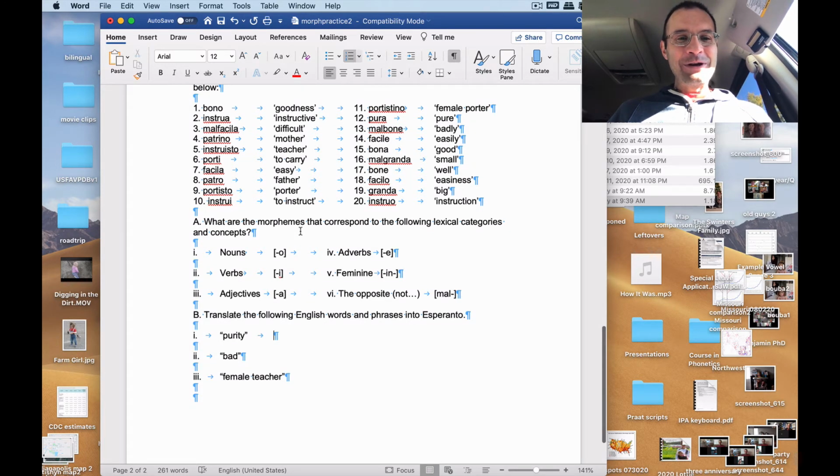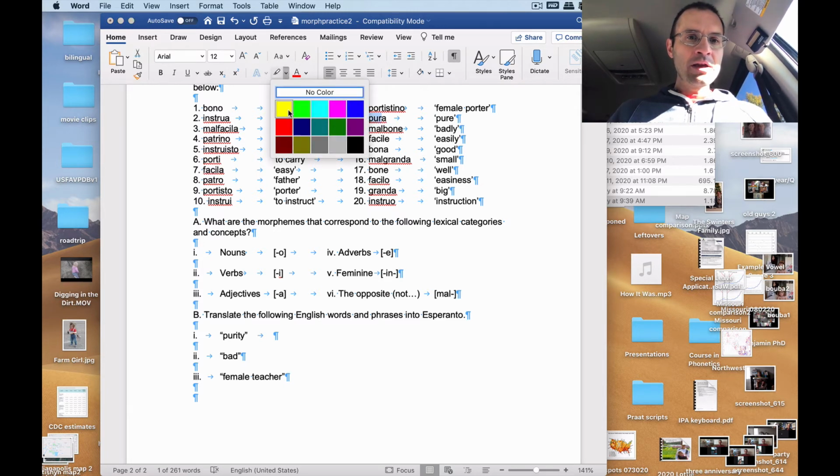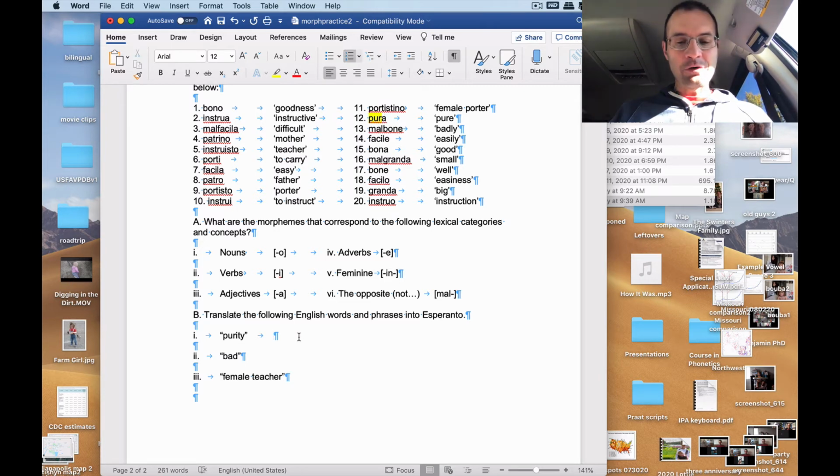Anyways, how do we say purity in Esperanto? Well, we've got this one form, pura, which means pure. So this is the adjective form. In English, we add a suffix to pure to create a noun out of an adjective. But like I said, you can just take pur as the root here, and then the a part is the adjective part. So if you want to create the noun form, then it's just adding an O. That's the only change you have to make in that particular case.